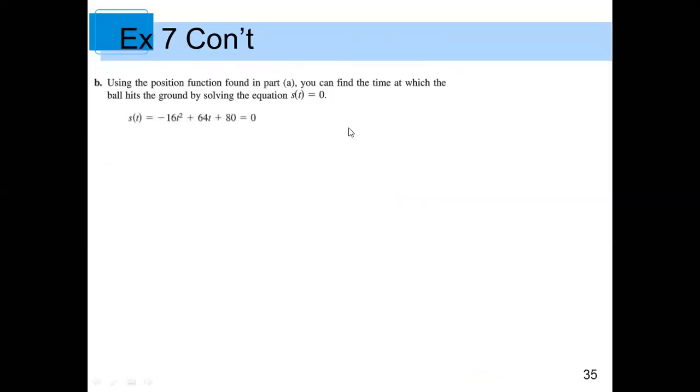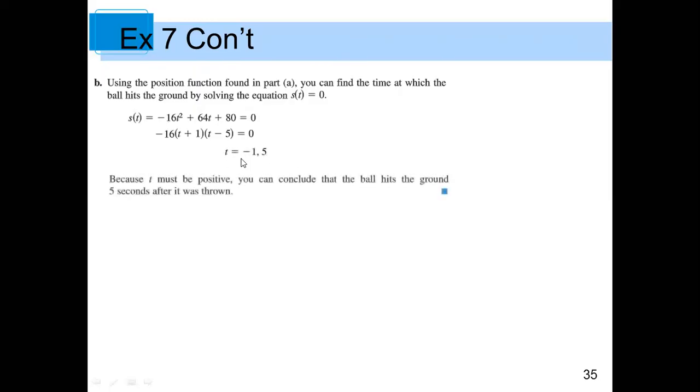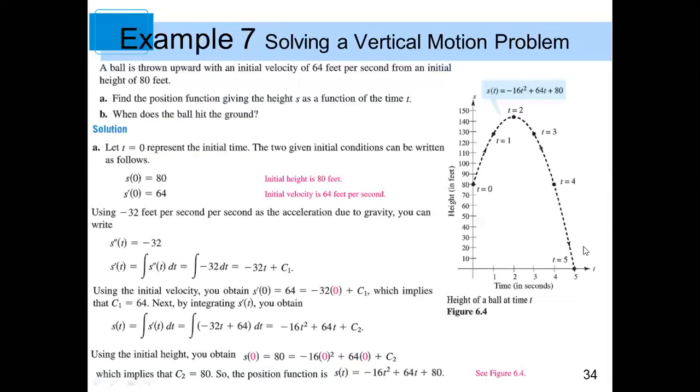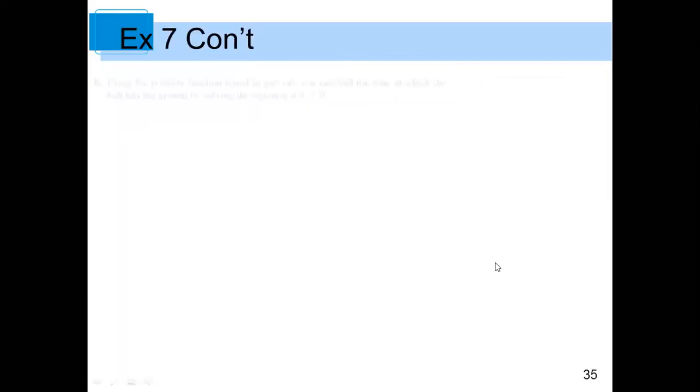So I just set the equation equal to 0, factor out a negative 16, and then factor what remains, and I get t plus 1, t minus 5. So t could be negative 1 or 5. We exclude the negative value because we're talking about time. So you conclude that the ball hits the ground 5 seconds after it's thrown. And if you back up here, you can see from the graph that at 5 seconds this is when the ball hits the ground.